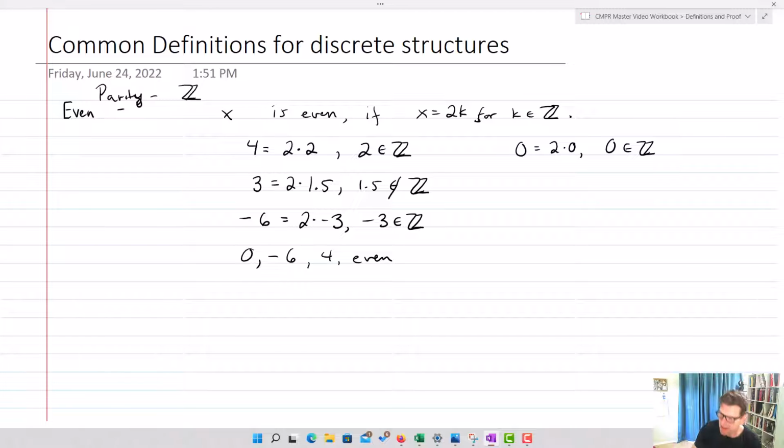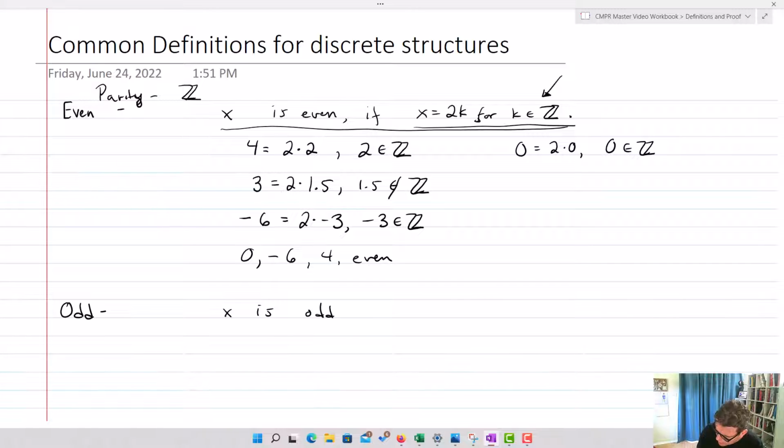Okay? This is our definition. x equals 2k for k belonging to Z. So anytime we describe something and we say it's even, we know that we can do exactly this, that it follows that particular definition. What about odd? The definition of odd then is x is odd if x equals 2k plus 1 for k belonging to the integers.